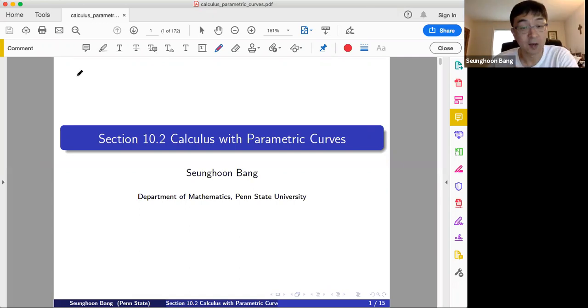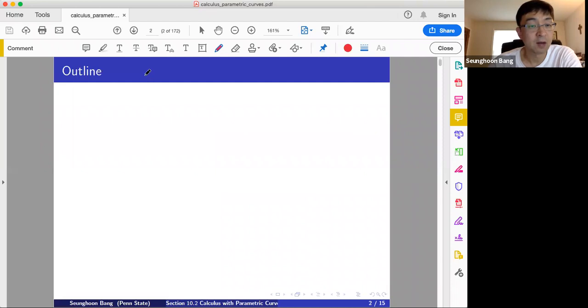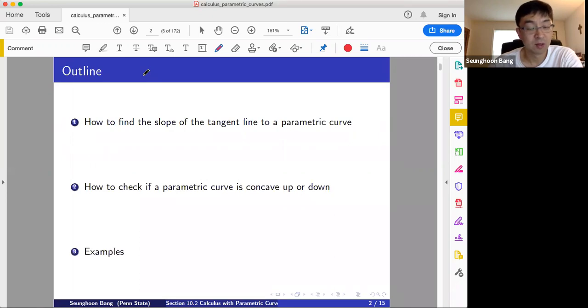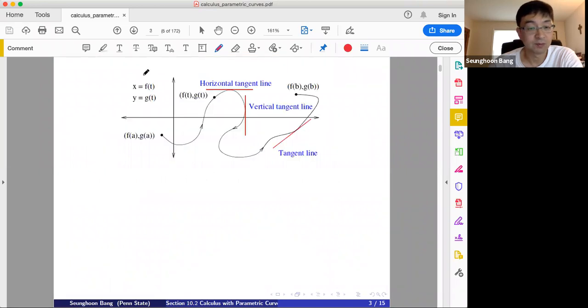Okay, so today I want to talk about section 10.2, the calculus with parametric curves. Here's the outline. I want to talk about how you can find the slope of the tangent line to a parametric curve, and how you can check if a parametric curve is concave up or down. I want to give some examples.